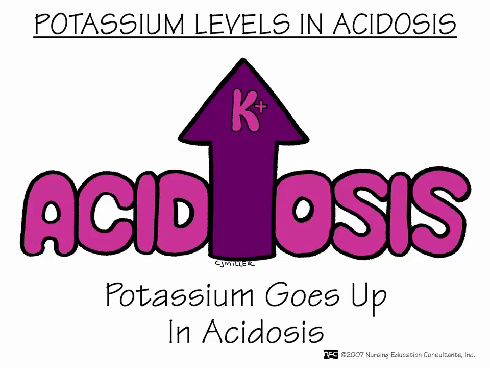And potassium levels increase in acidosis. Again, this is because one of the ways the body will attempt to compensate will be to put hydrogen inside the cells in exchange for potassium. That's not necessarily an effective compensation, but it's what occurs, and so I have to be aware that I'm looking for that increased potassium as well.